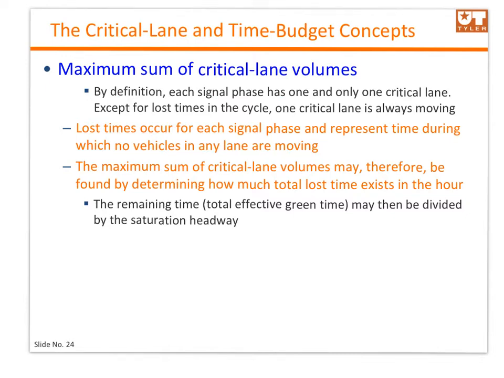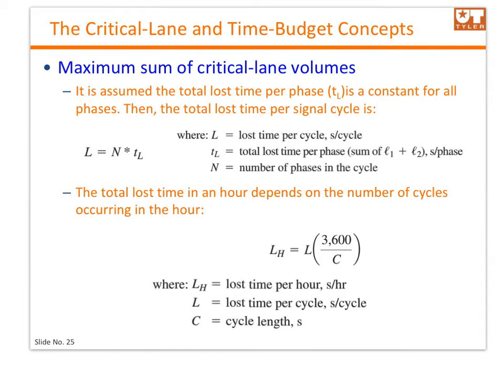Loss times occur for each signal phase, and they basically represent the time during which no vehicle in any lane is moving. The maximum sum of critical lane volumes may therefore be found by determining how much total lost time exists in 1 hour. So the remaining time, which is the total effective green time, may then be divided by the saturation headway. Again, we're getting closer and closer to the concept of the maximum sum of critical lane volumes.